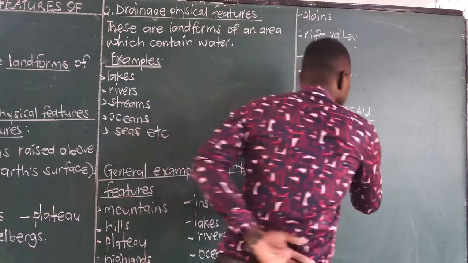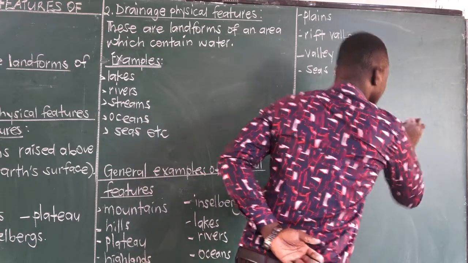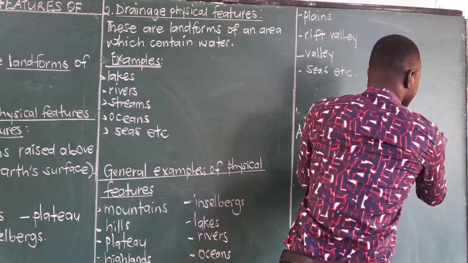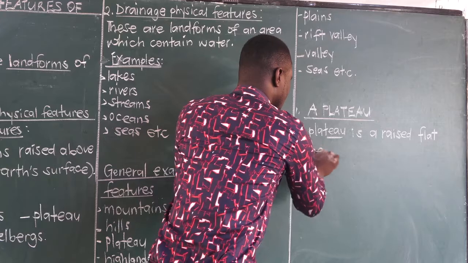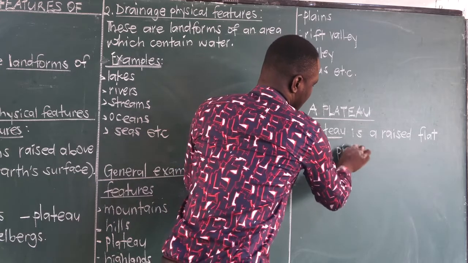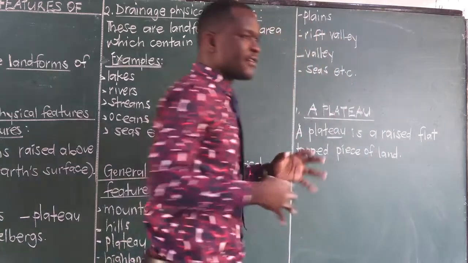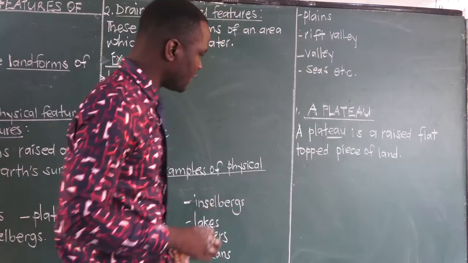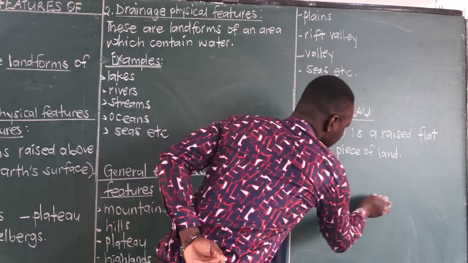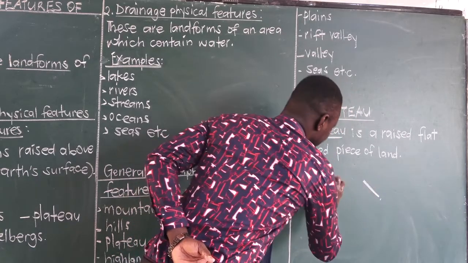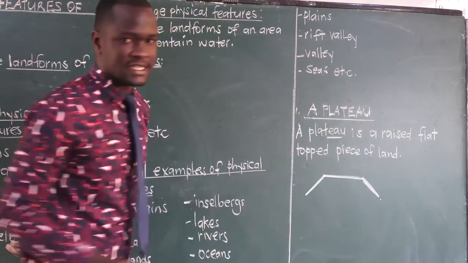A plateau is a raised, flat-topped piece of land. This is how we begin. Raised, flat-topped piece of land, which means we are looking at raised, flat, topped, and that is how we get its map symbol.